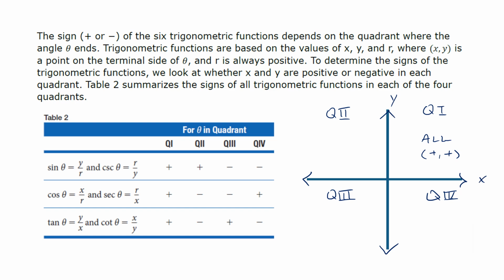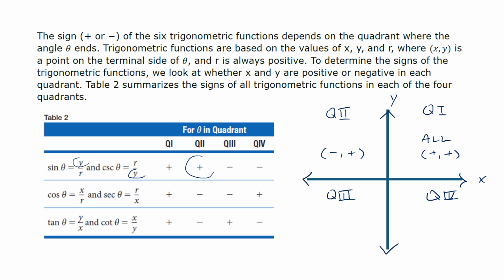In the second quadrant, only the sine and the cosecant are positive, and that is because they are both defined in terms of y. Therefore, they are going to have a positive sign. Okay, so the y term is positive.